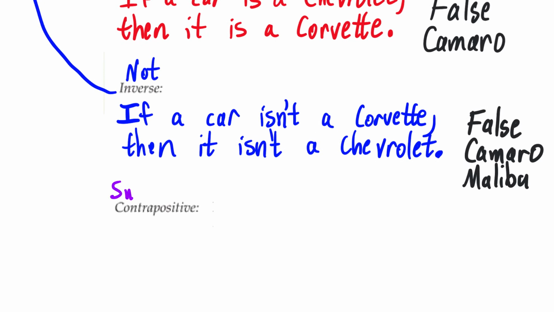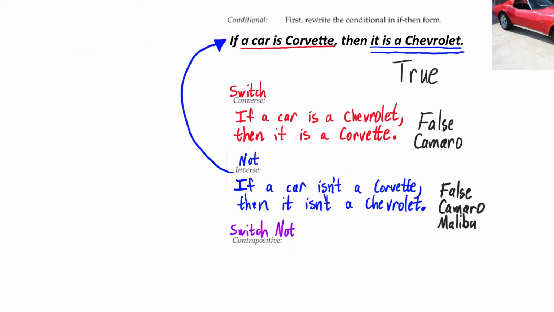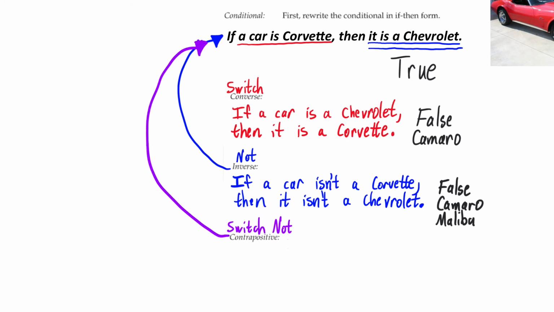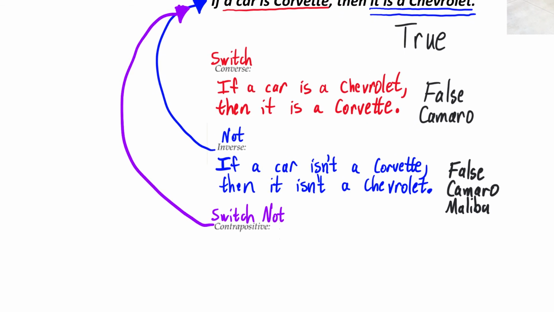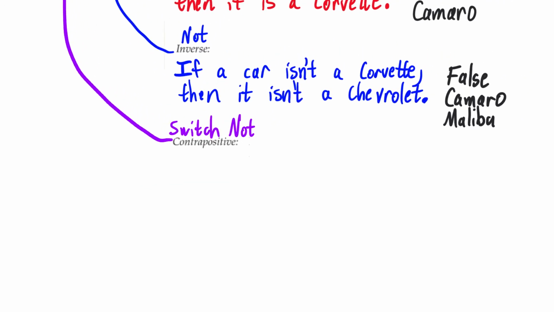So on this one we're going to do both. We're going to switch and make it say not. And again, on this one, we go back to the original. We're switching and making it say not on the original. So what's this going to say? A car is not a Chevrolet. Yep. Good. So if a car is not a Chevrolet, then it's not a Corvette.